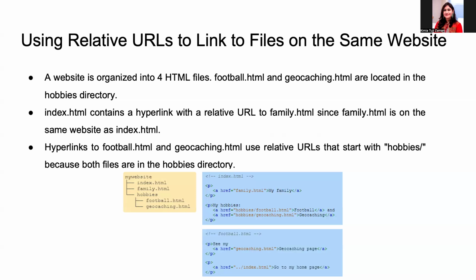and then "My Family", and then the anchor tag is closed. But when linking to a file inside the hobbies folder, like football.html, we must include the folder name in the URL. So this tells the browser exactly where to find the file, relative to the current page's location.